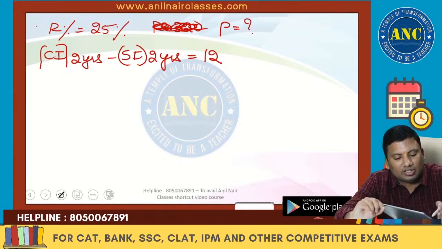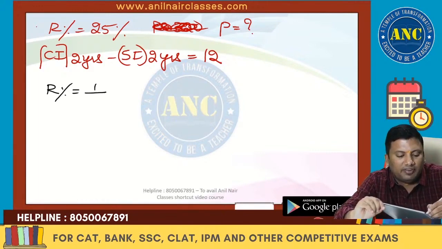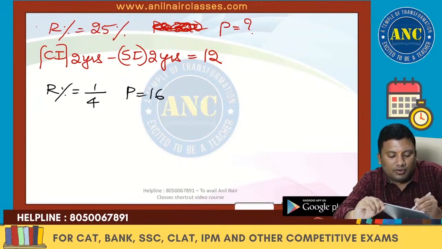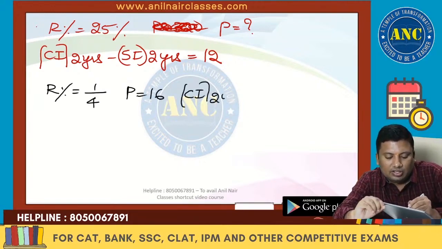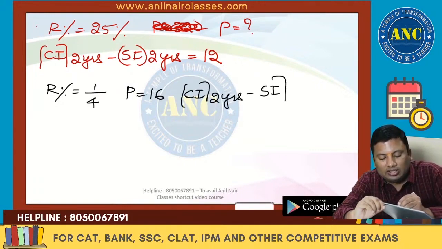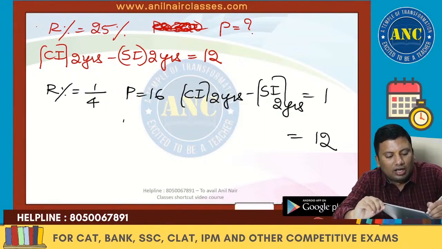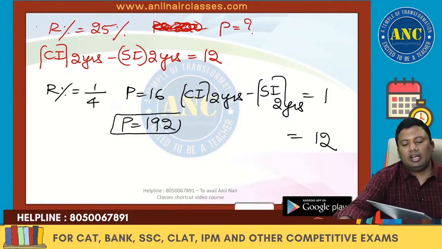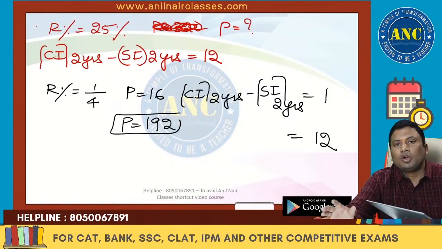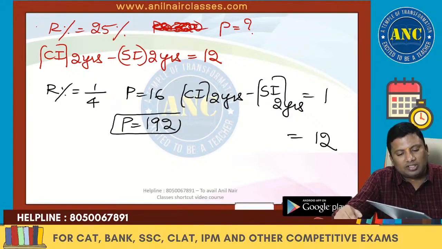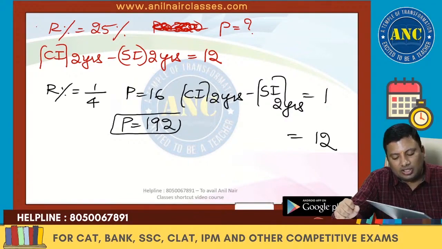Find the principal. Just now we discussed R percentage, if it is 1 by dr, right? Principal will become 16, 4 square. CI for 2 years minus SI for 2 years will become 1. But according to the question, it is 12. So principal will become 16 into 12, 192. Directly you can write it. I hope the idea is clear. No need of using any formula. Anyway, I will not use any formula in the class. R percentage is 25 percentage. P is denominator square, 16.